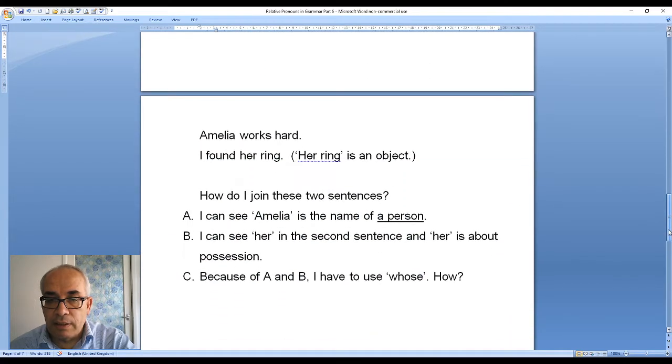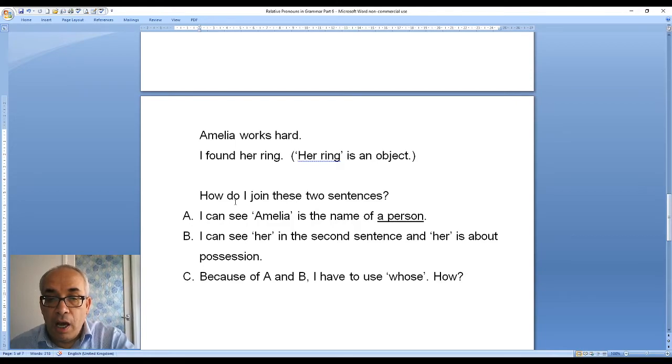Another sentence. Amelia works hard. I found her ring. Her ring is an object. I is a subject. Found is the verb in the past. Her ring is an object.